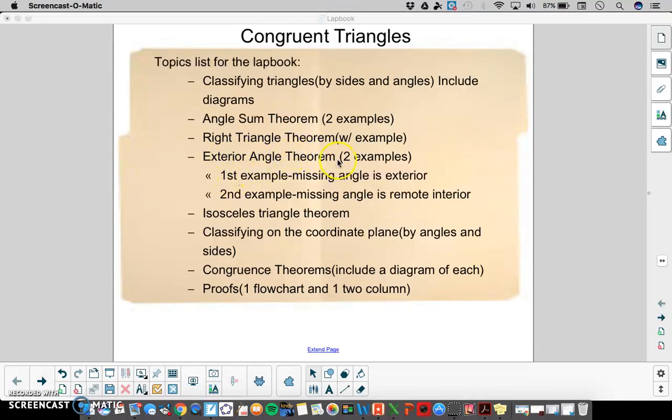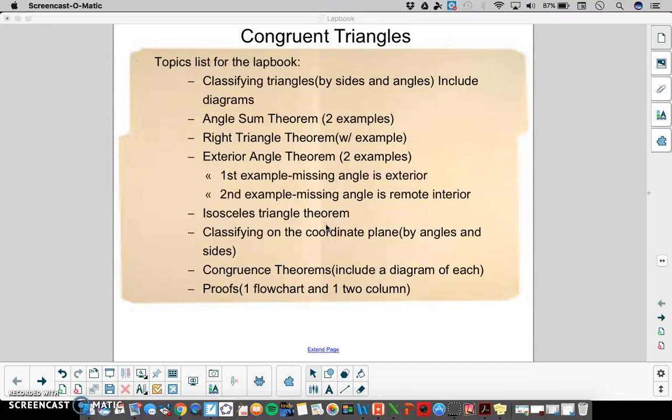An exterior angle theorem with two examples. The first example needs to have a missing angle that is the exterior angle, and in the second example the missing angle is one of the remote interiors. Remember, the exterior angle theorem is where the two remote interior angles add together to equal the measure of the exterior angle.